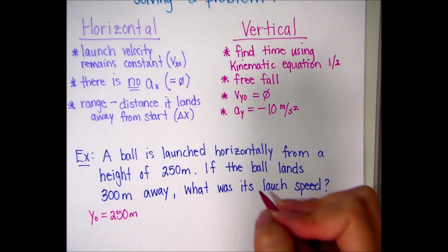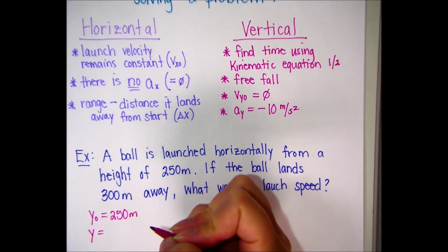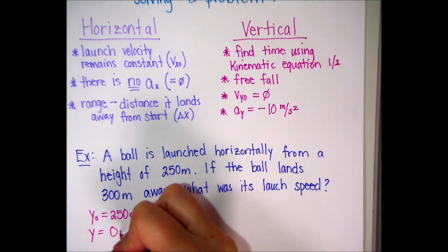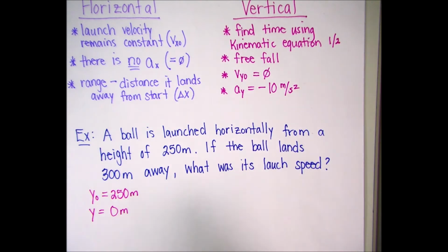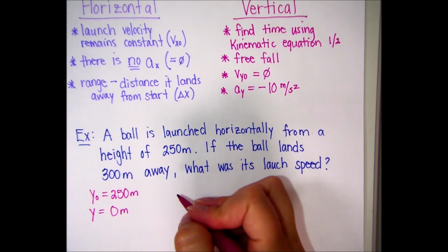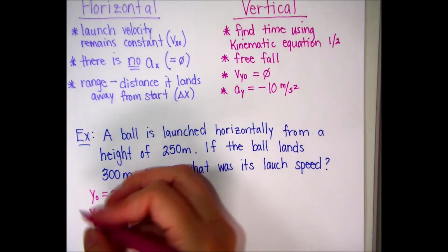And it's landing 300 meters away, so you can automatically conclude that it's going to hit the ground, which is your final vertical position of 0. The 300 meters away is how far away it lands, which is your range, your delta x.